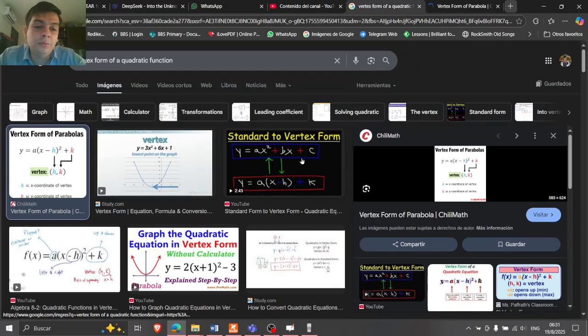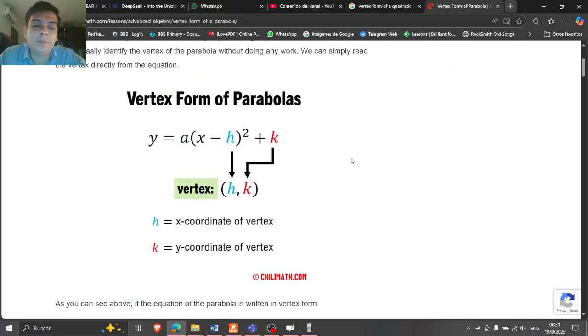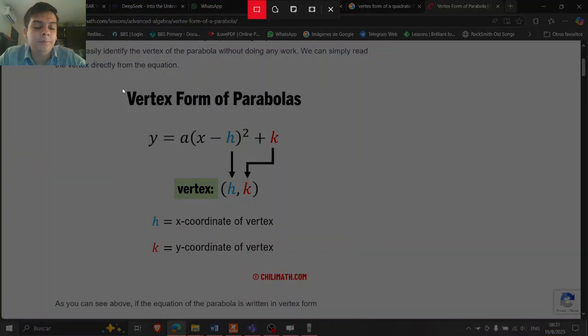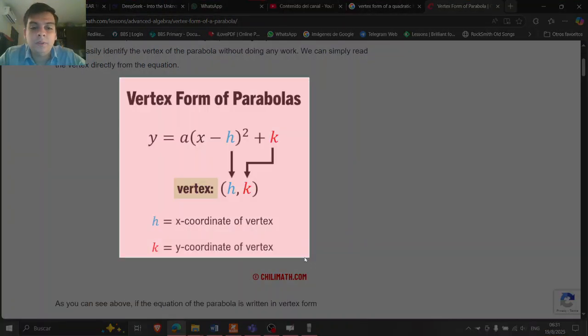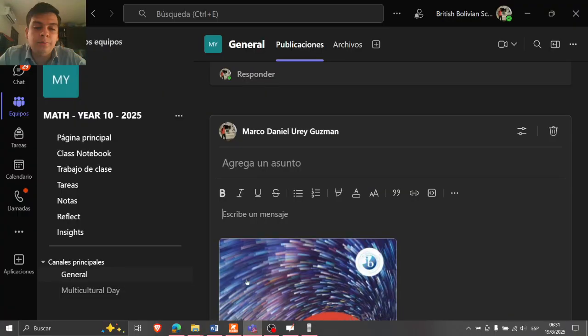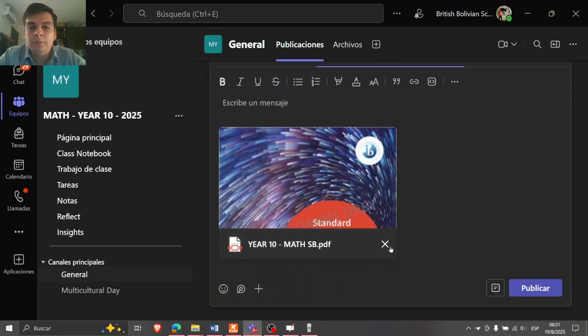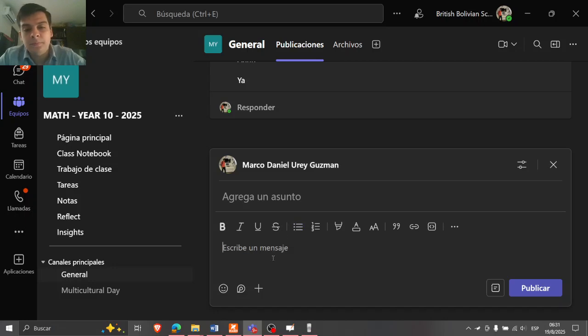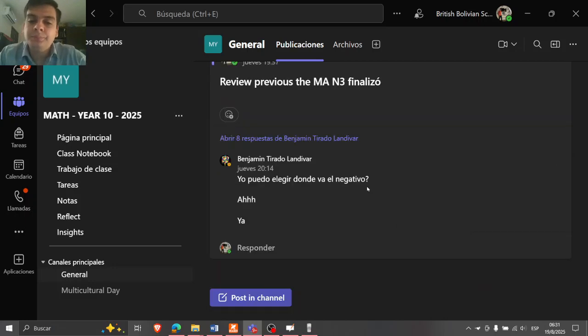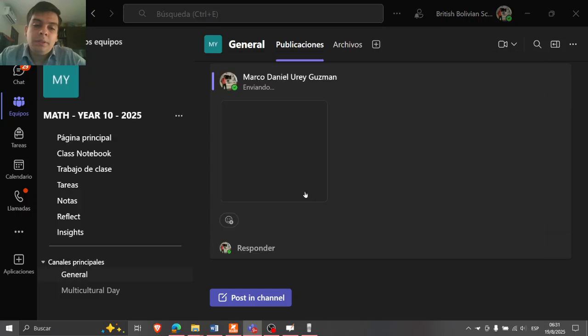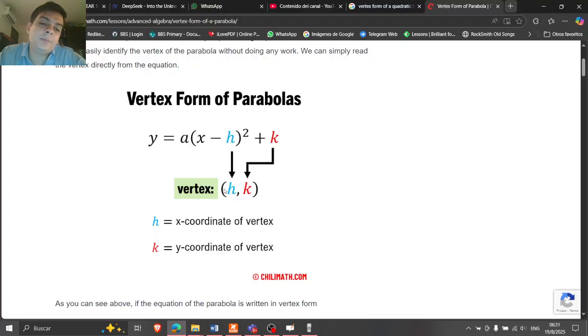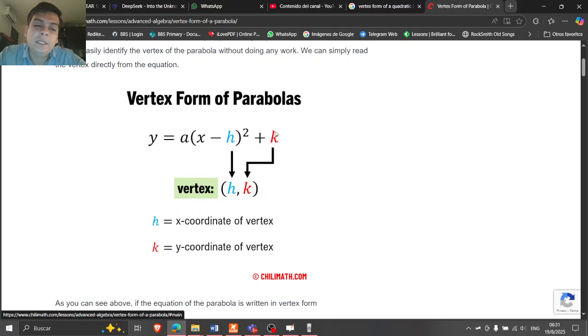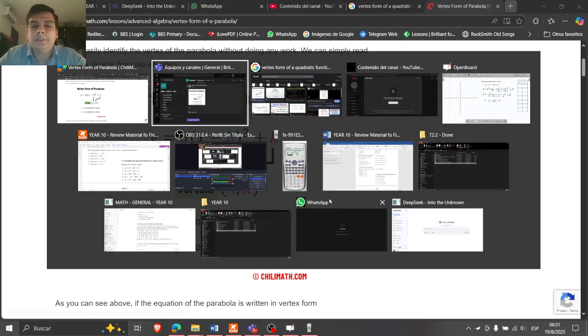And it's a very useful formula, because this is going to tell me the vertex. I'm going to send it to the group before I forget. But this formula is very useful, because here what I'm doing is finding the vertex. You see here we have minus, so we have to change the sign, and this is k of the vertex.